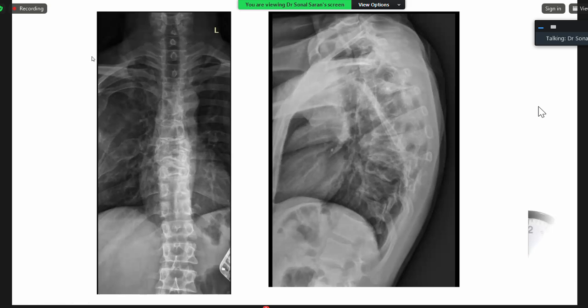What is happening over here? This is a slightly tricky case. So you can see multiple bones are involved. Yes, there is collapse, but the density is also abnormal. Also have a look at the ribs over here. The ribs are also not normal. Some of the posterior ends of the ribs, they are expanded.